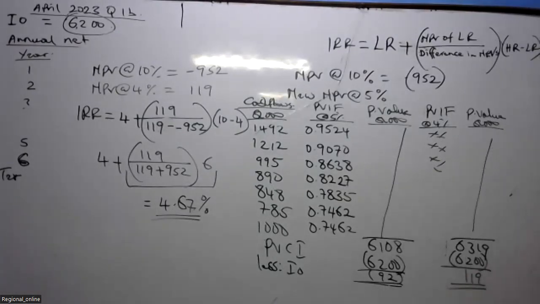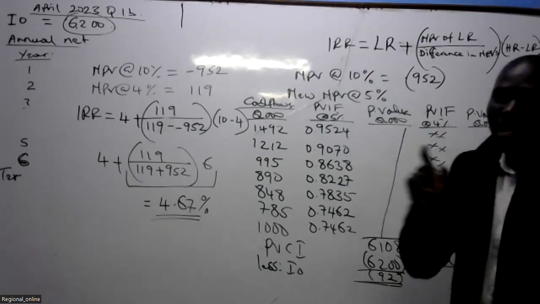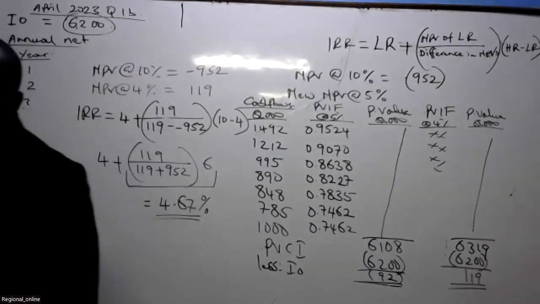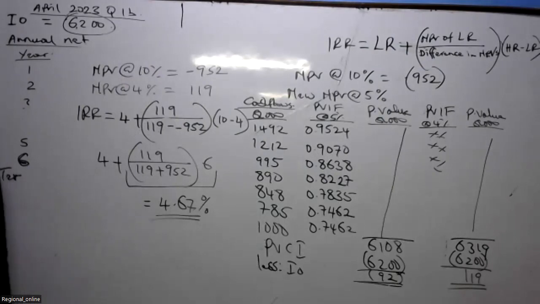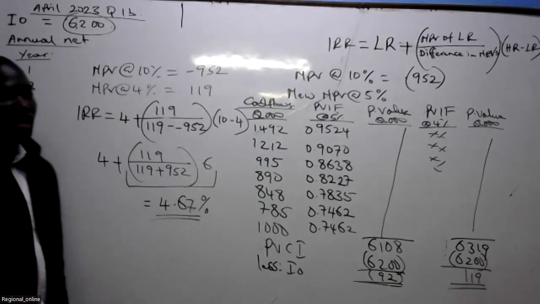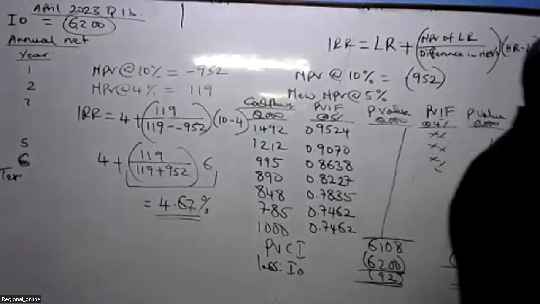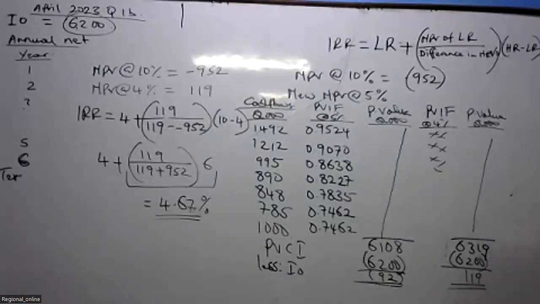Hakuna mahali tumesema the management establishes. Sindio? We only compare the IRR with what the cost of capital was. Kama ni kubwa, accept. Right? Yeah. When a project with IRR less than cost of capital is rejected.